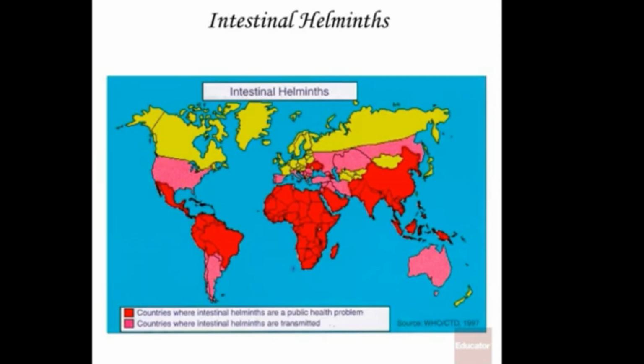So the red area here are countries where intestinal helminths are a public health problem. Now, the pink countries are also where these organisms can get transmitted as well. Now, what do we know about the pink countries? Well, they're cooler, of course, and they also have higher socioeconomic status. So all of these things certainly come into play when we think about why some countries have high incidence of disease. But the other factor is sanitation, right? That sanitation in some of these countries is not very good.